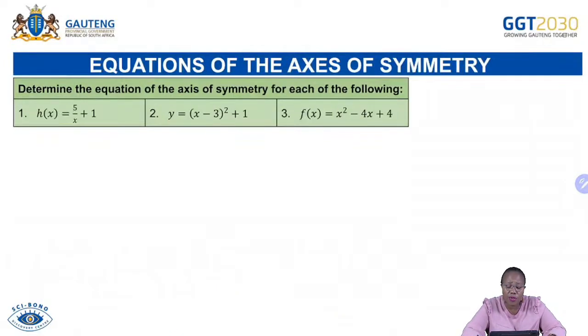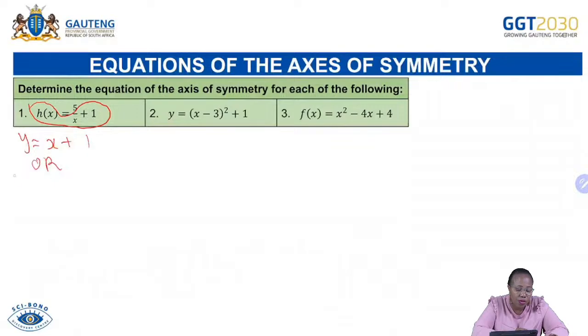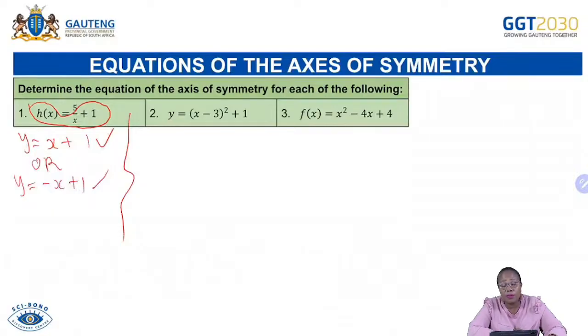And then you look at the equation of the axis of symmetry of this one. So remember we have y equal to x. This is the tip I'm giving you, grade 12, it will work like that. The first one will be y equal to x plus 1 as it is. Or the second one, you change the sign of the gradient: y equal to minus x plus 1. That's it. Then it's your 2 marks for the axis of symmetry.